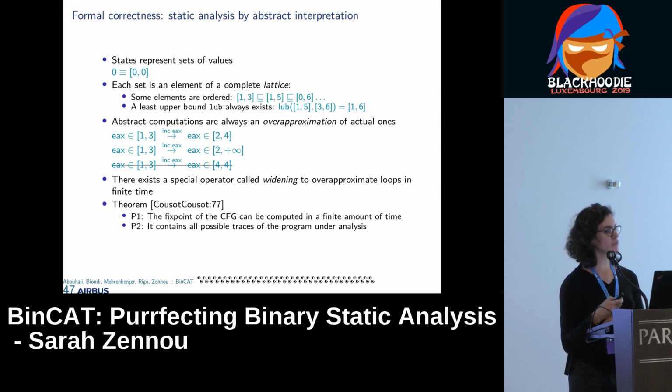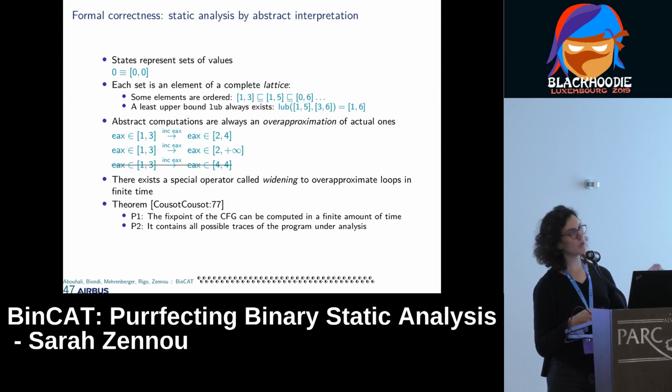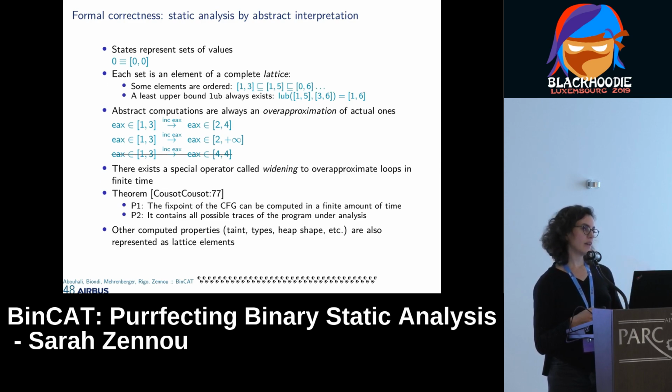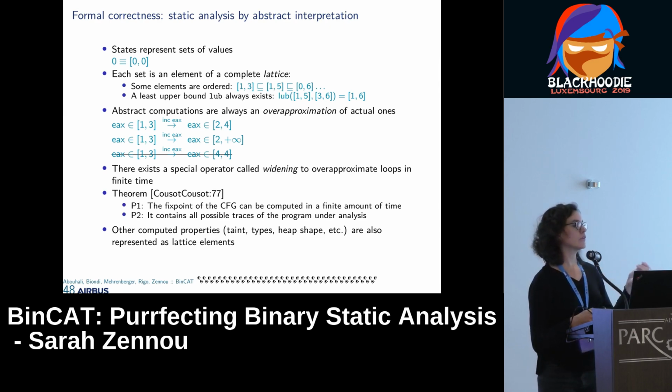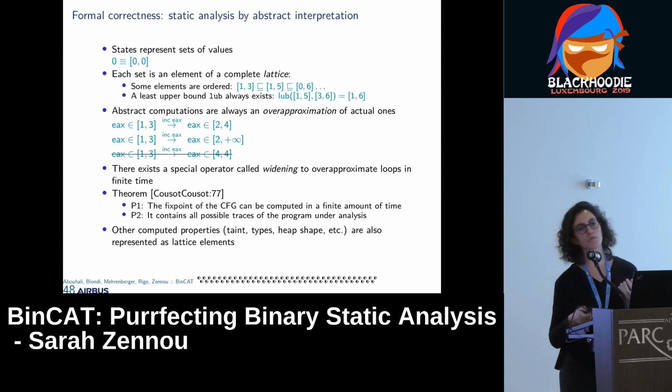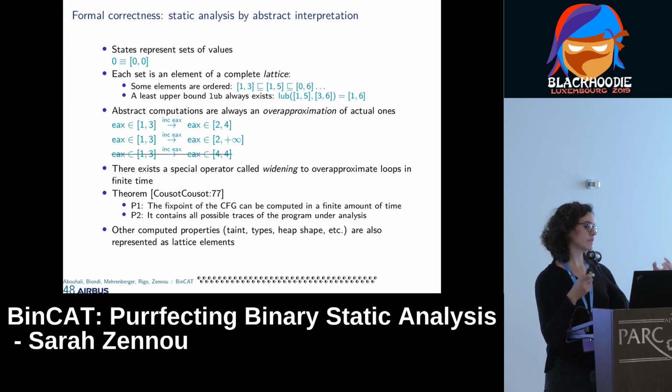So the first property is that the fixed point of the control flow graph that we have computed can be reached in a finite amount of time, and it contains all real execution traces of your program. And so we have a lattice for every property that we have to compute: for value, for taint, for type, for the heap modeling, for the stack overflow detection. Every time we have to compute a new property, we add a lattice, which makes it easy to combine the analyses.